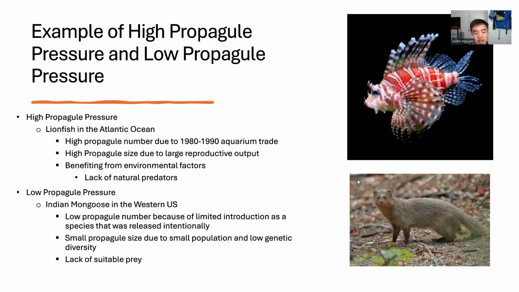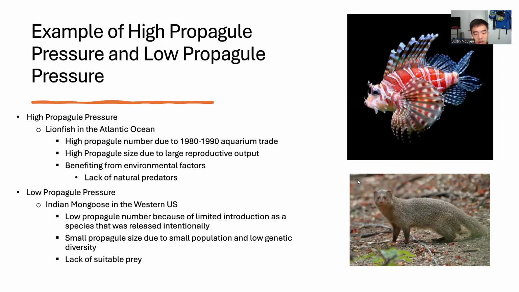So now let's look at some examples to illustrate high and low propagule pressure. The lionfish in the Atlantic Ocean exhibits high propagule pressure because of their high propagule number due to the 1980s and 1990s aquarium trade and the high propagule size due to large reproductive output.